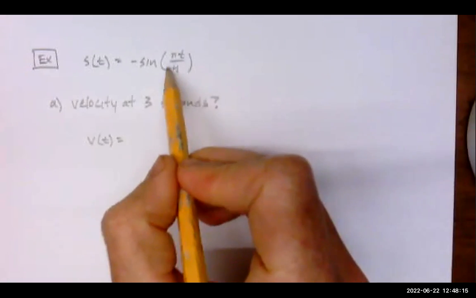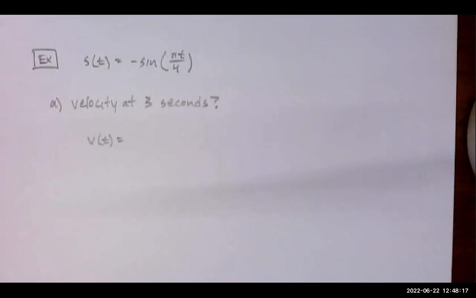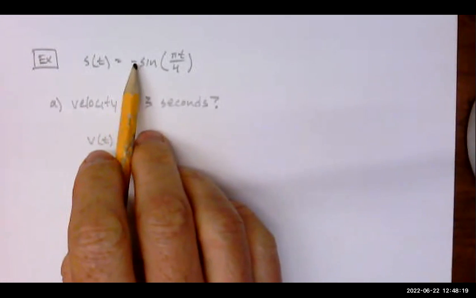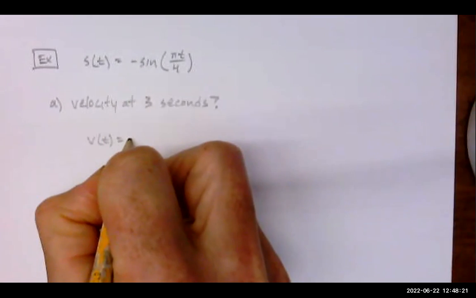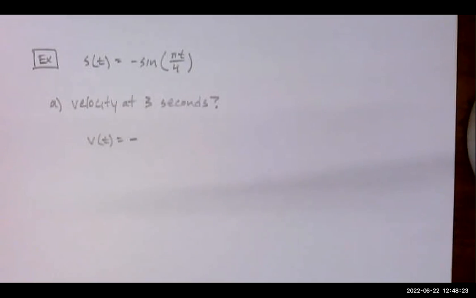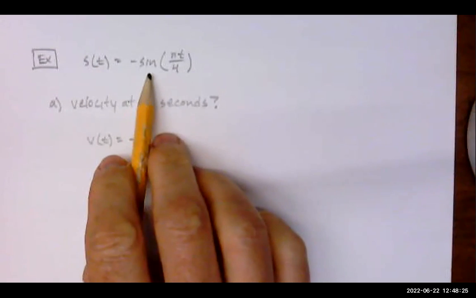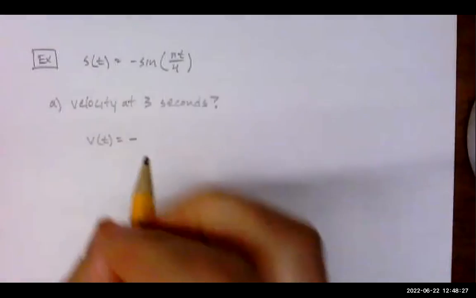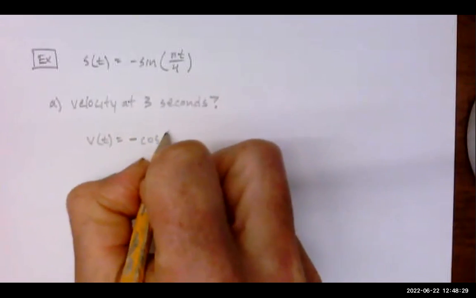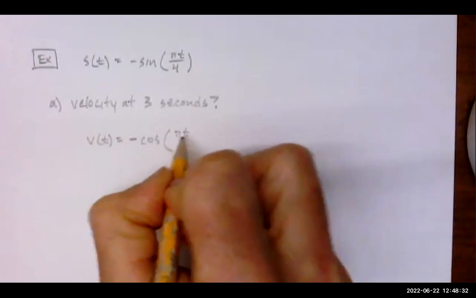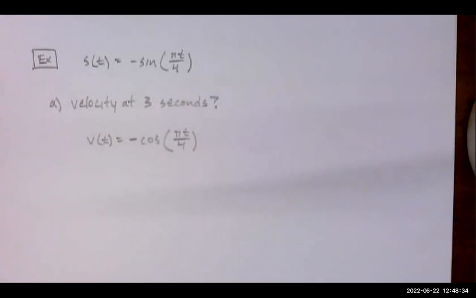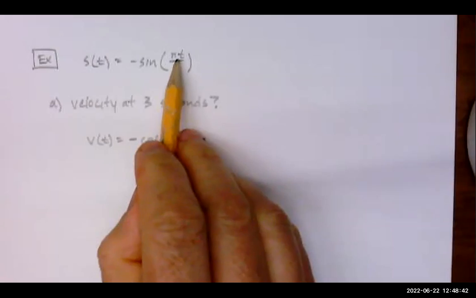Well, we're going to have a chain rule with sine on the outside. We also have this negative. This negative is a constant multiple, so that's just going to carry down. Then our chain rule says take the derivative of the sine, that's cosine. Then we'll copy what's inside of that. Then we'll multiply by the derivative of pi t over 4.